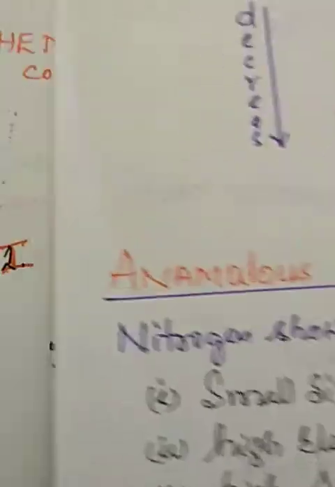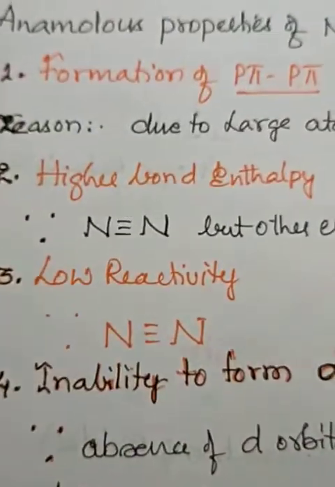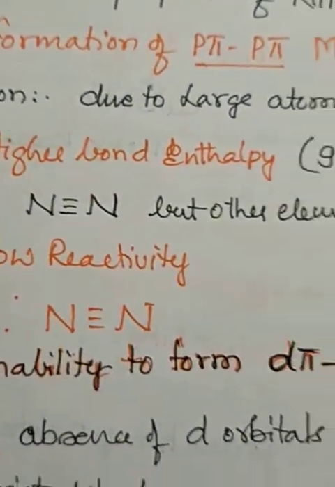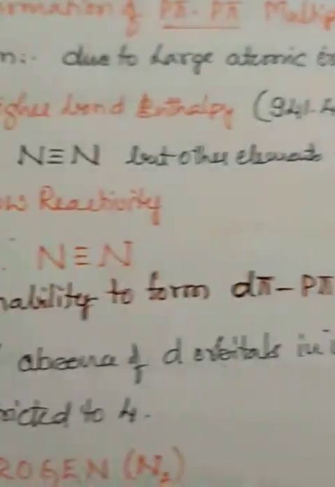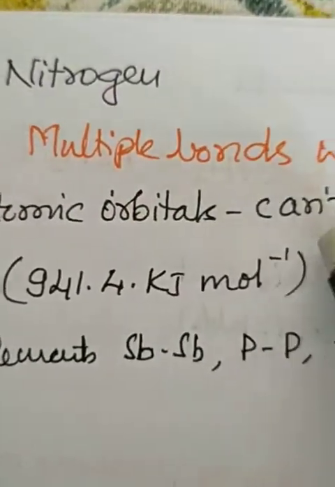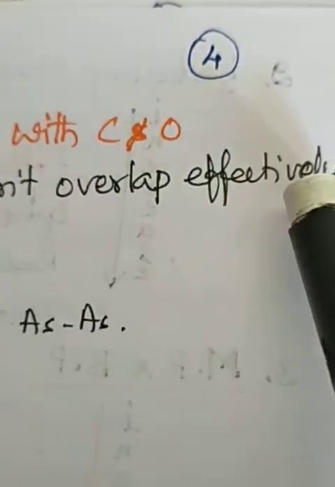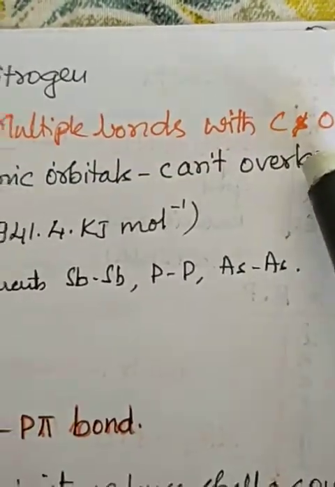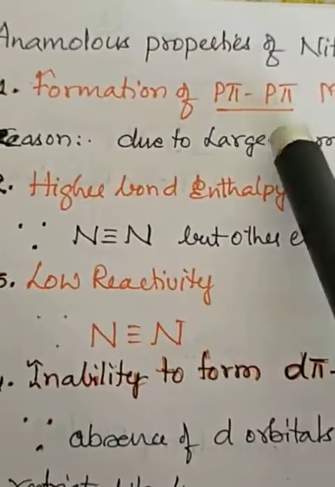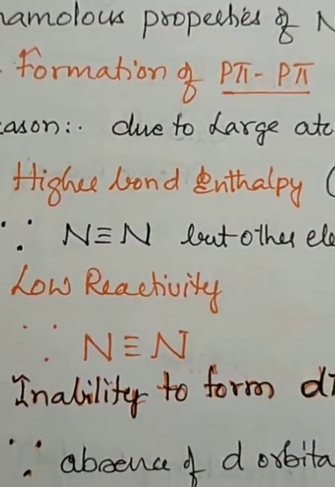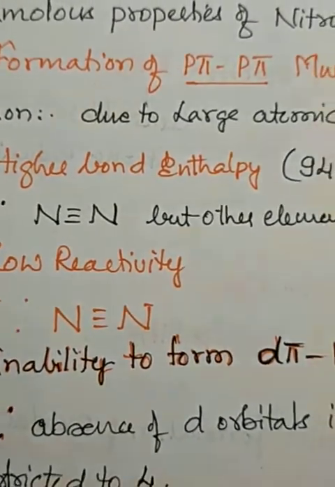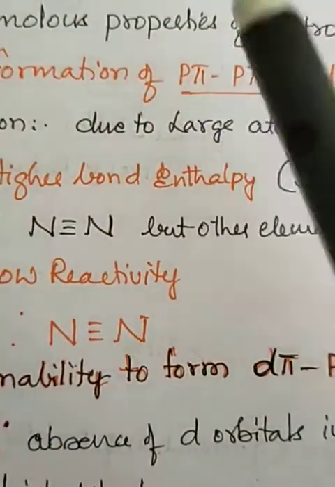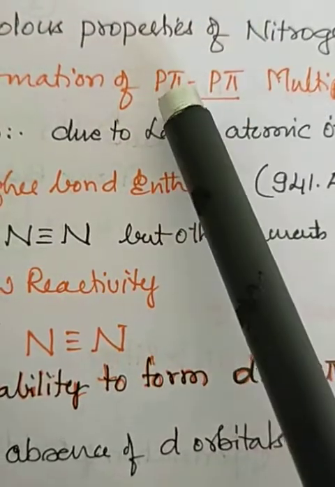How do the anomalous properties take place in nitrogen? The first one is the formation of p-pi multiple bonds with carbon and oxygen. Nitrogen forms p-pi multiple bonds because, due to its small size, its atomic orbitals can overlap effectively. Other than nitrogen, the other elements do not form p-pi multiple bonds, because their large atomic orbitals cannot overlap effectively.